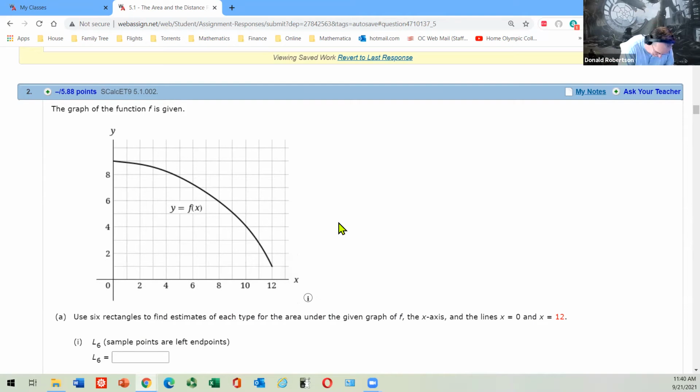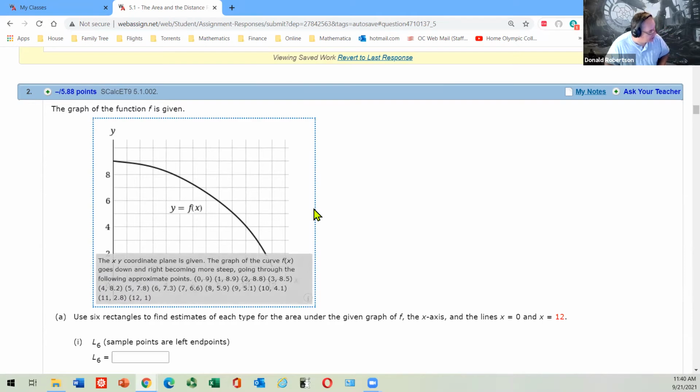You won't be able to see this table until I've written down all the numbers for it. Since we're doing L6 here and it goes from 0 to 12, isn't delta x going to be 2? So I'm going to start at 0 and go 2, 4, 6, 8, 10. So it's going to be 0, 2, 4, 6, 8, 10, and finish with 12.